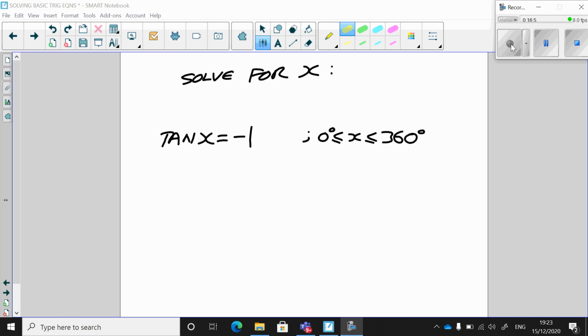Right, I think there is time for one more, and we're going to go through it a wee bit quicker here. Tan x equals negative 1. I can see that x lies between 0 and 360, inclusive of both. It's not always inclusive of both. Sometimes it includes 0, sometimes it doesn't, sometimes it includes 360, sometimes it doesn't. We're just going to go for it. So tan x equals negative 1. Beware the negative. Right, let's go for it.